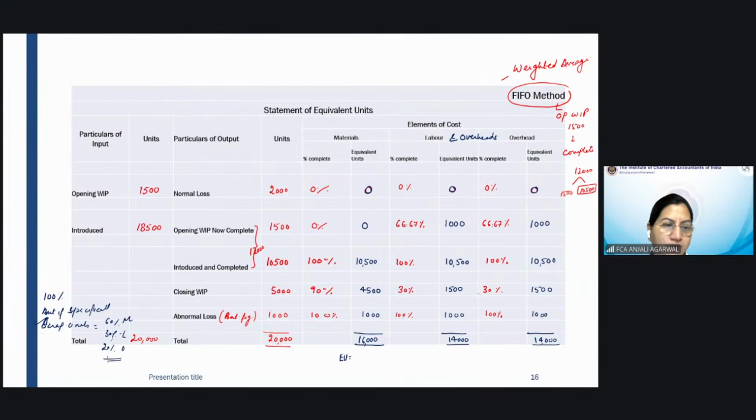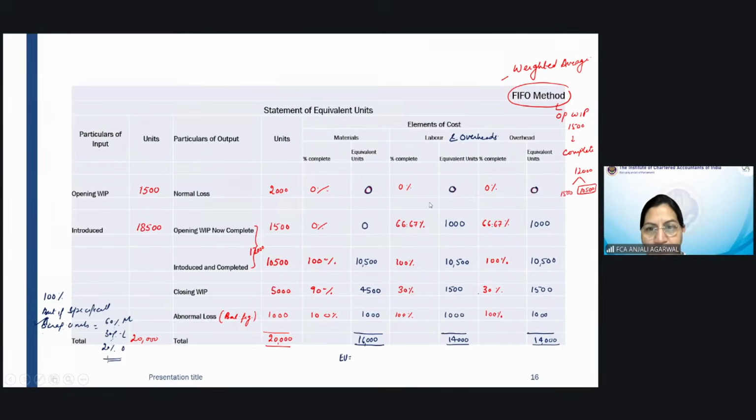Why? Abnormal loss units, scrap units, cost is to be borne by good units. Therefore, normal loss should always be taken at 0%, right? So this is how you prepare the statement of equivalent units. And if all the percentages across opening WIP, closing WIP, and scrap are the same for labor and overheads, in this particular table, combine the labor and overheads. Don't create a separate column, otherwise you will waste time. So I hope this is clear.